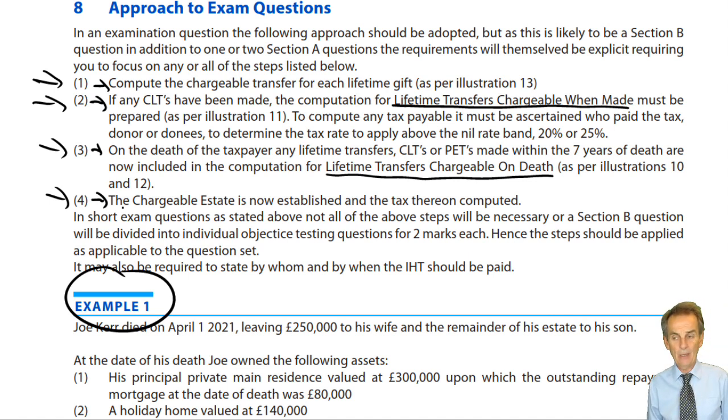Once you've dealt with the lifetime transfers chargeable on death, we can then move to our chargeable estate. Now, we could compute the chargeable estate at any point in time. It wouldn't have to be done last, you could do it first. But the only problem is you would then need to know what value of lifetime transfers were chargeable within the 7 years before death to know whether or not, in taxing that chargeable estate, we had, of course, any amount of nil rate band available.